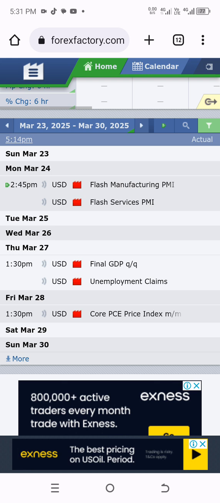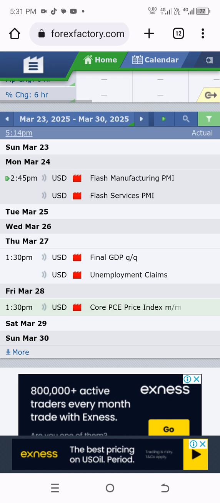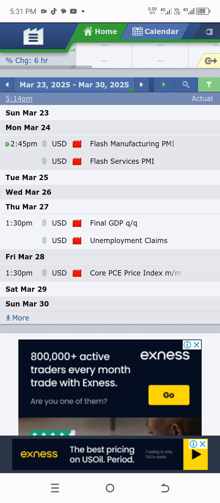On Monday, you can see we have flash manufacturing PMI and also flash services PMI. Tuesday, no USD news, and Wednesday, no USD news. Thursday, we have USD final GDP and the unemployment claims. Friday, we have the USD core PCE price index. One thing you should consider is that all of these news releases are important.